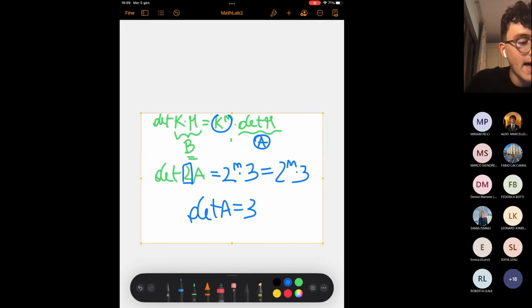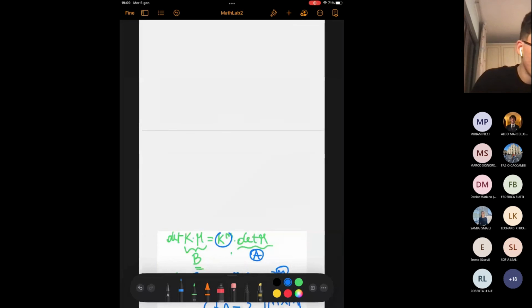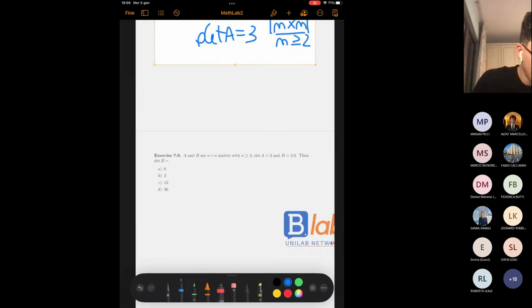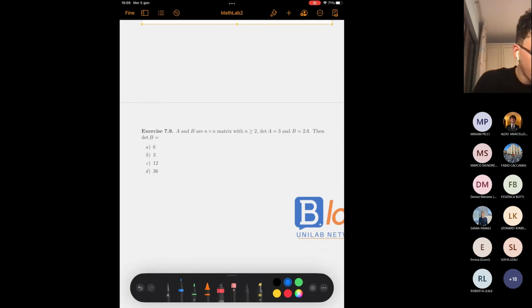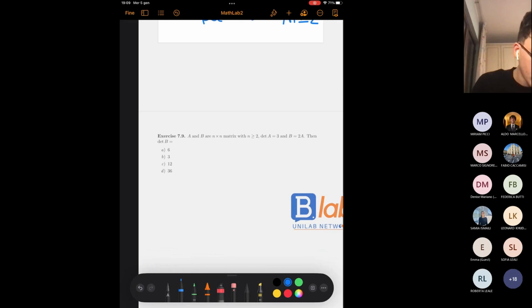Okay, we cannot go further because, of course, we don't have any information about the actual value of n, so we don't know n. But what can we say? We know that the matrices are n times n matrices, so we just know that n is also greater than or equal to 2. Among our possible answers, we have 6, 3, 12, or 36.